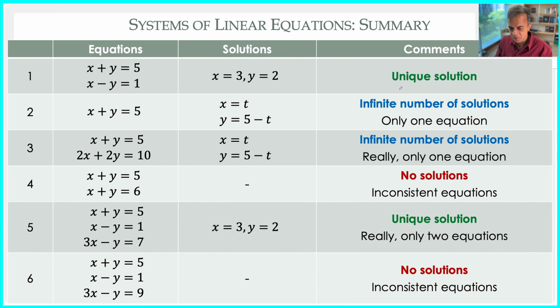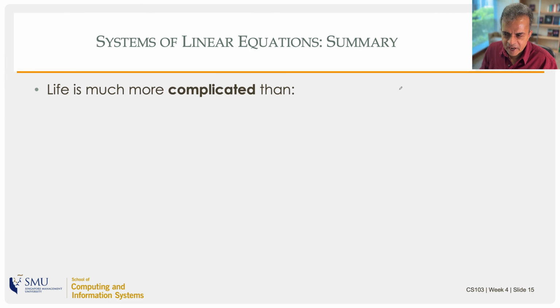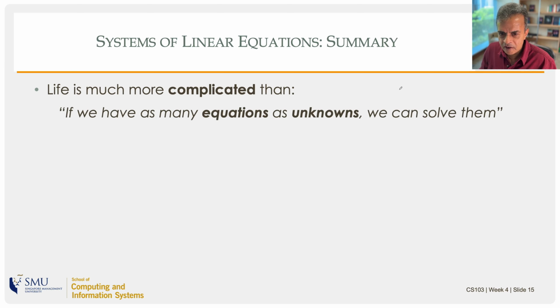The sixth case, which will turn out to be the case that you will have in data science most of the time, you have too many equations, 3 equations in this case, and they're not consistent with each other, so there's no solution. Even then, you will want to ask yourself what's the best possible approximation to a solution that you can come to. So summarizing in just 1 sentence, what they told you in high school or middle school, life is much more complicated than the statement that if you have as many equations as unknowns, you can always solve them. It's not true.